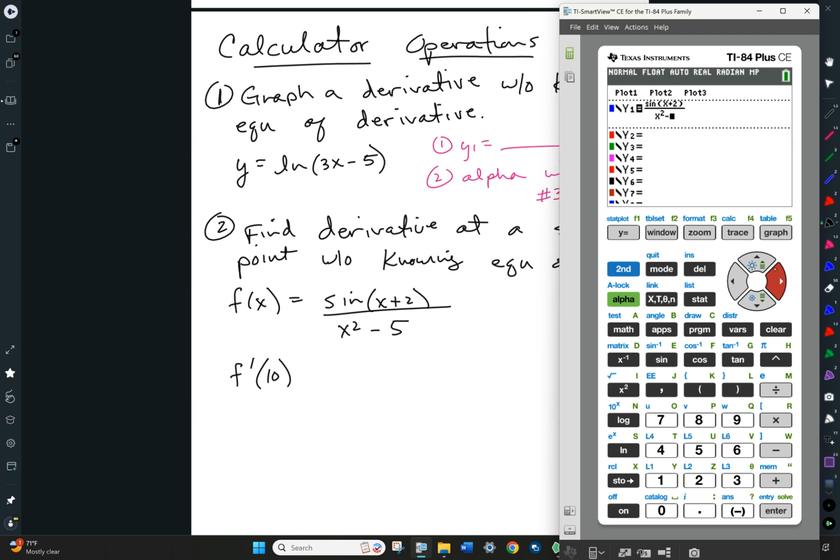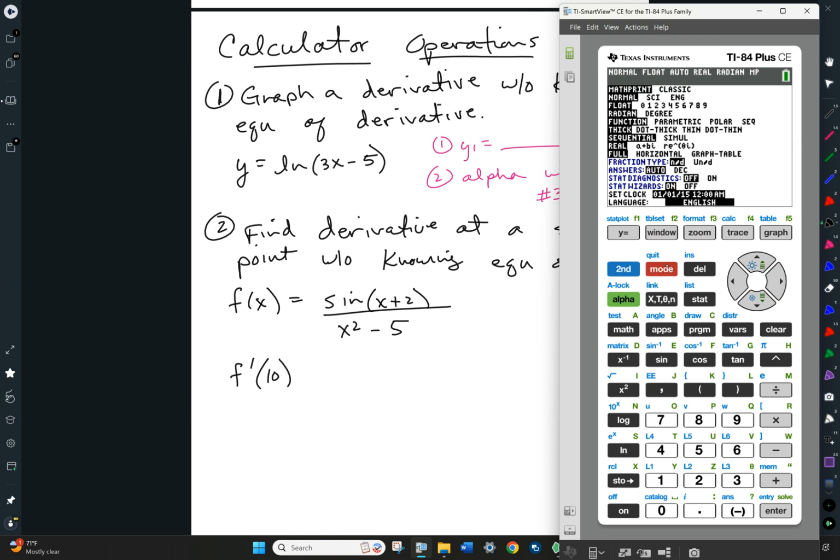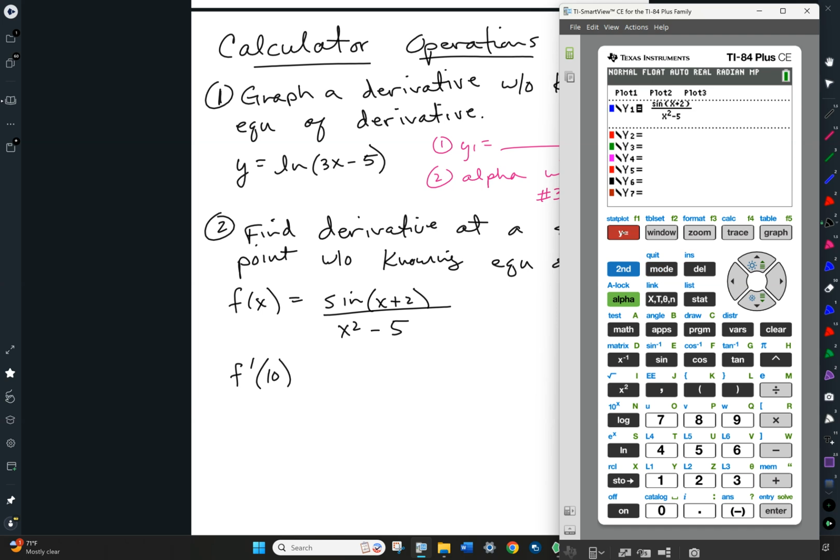Right. I am going to do a quick check to make sure that I'm in radian mode, because remember, anytime we're doing trig functions, you need to make sure you're in radian mode. Okay, I'm in radian mode. So there's my equation. So in order to find the derivative at a point, we're going to do this from the home screen. So I'm going to go back to the home screen.